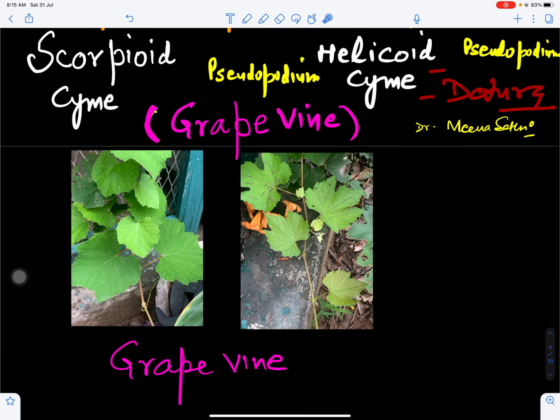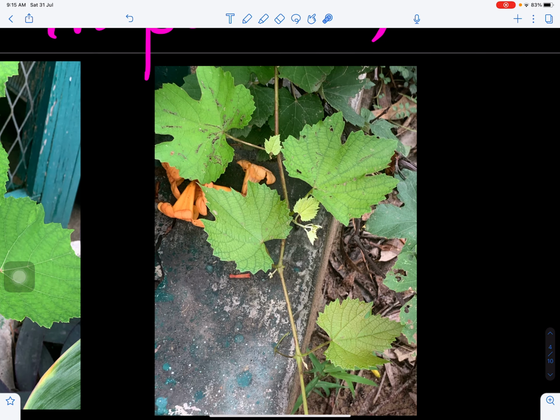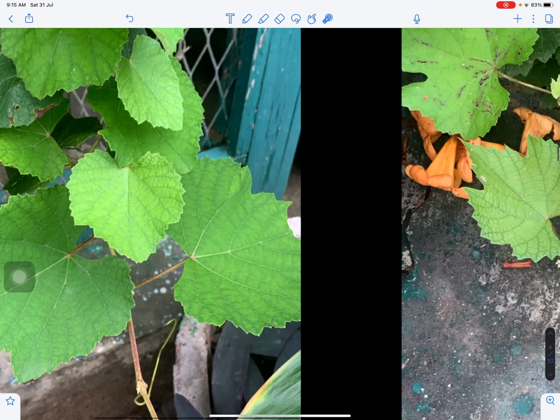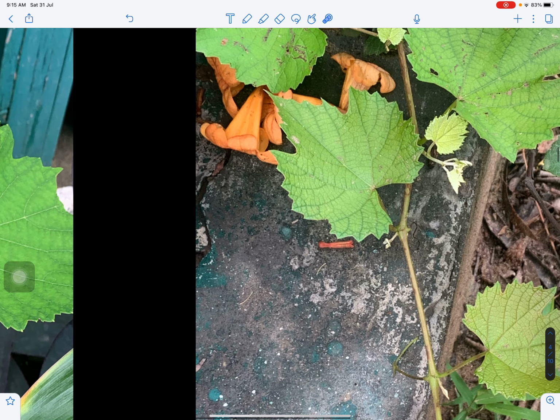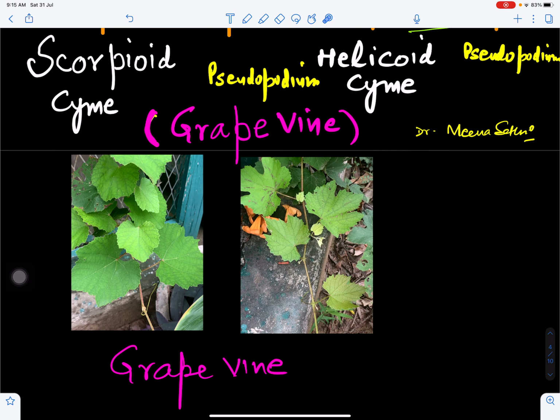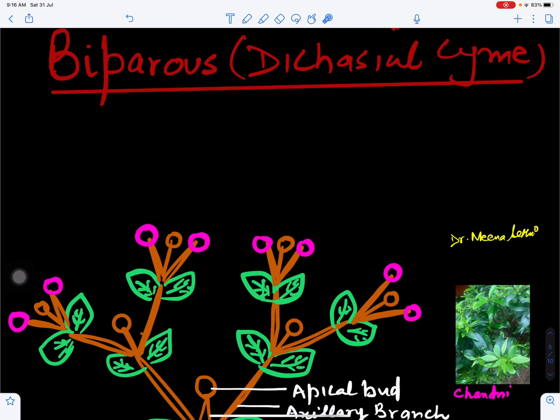Now grapevine. Now this is a grape branch. We can see this is the grapevine. This is also grapevine, right? These are its, you can say, axis and branches. So this is grapevine, which is the example of scorpioid cyme. Now next we'll discuss biparous or dichasial cyme.